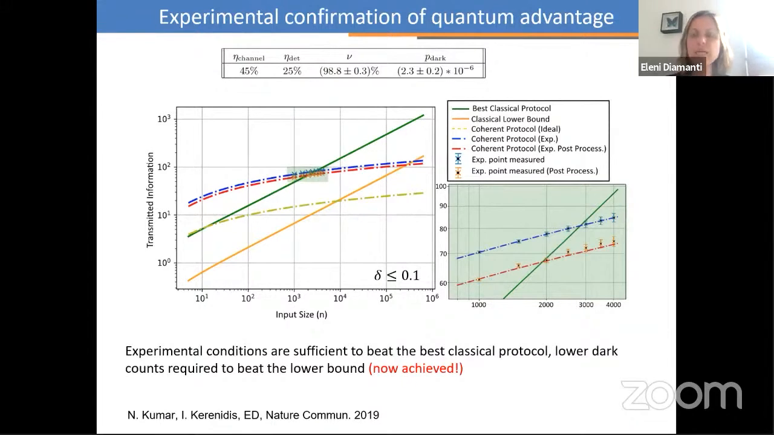I should say that this experiment was done at telecom wavelength with standard single photon detectors, indium gallium arsenide photodiodes, which had a quantum efficiency on the order of 25%. What you see here is the transmitted information as a function of the input size. It's important to understand that there is a difference between the performance of the best classical protocol and the classical lower bound. Okay, so these are not identical. Beating the best classical protocol, like we did in this particular work, is easier than beating the overall classical lower bound.